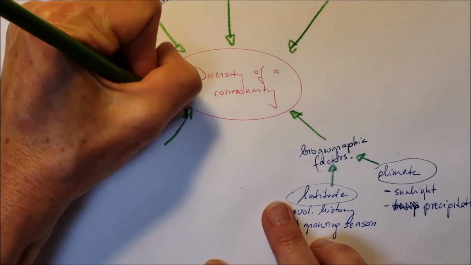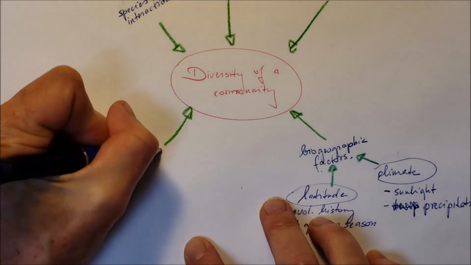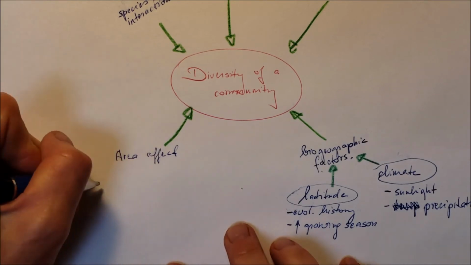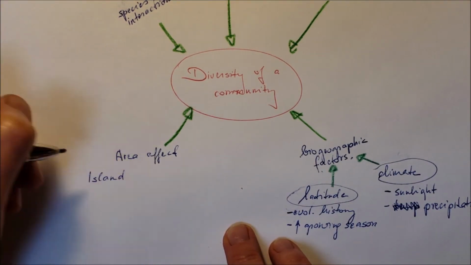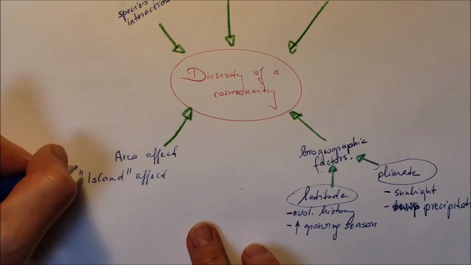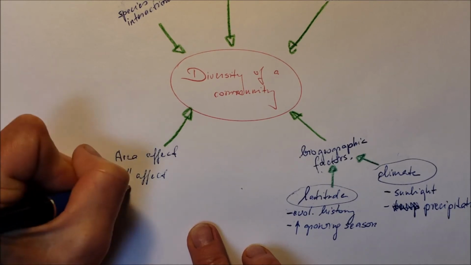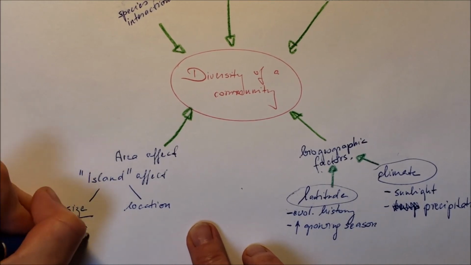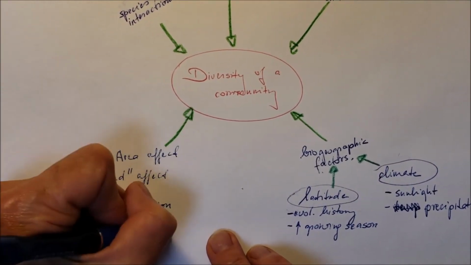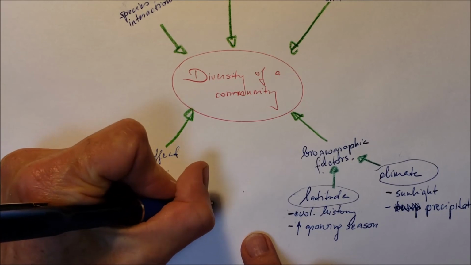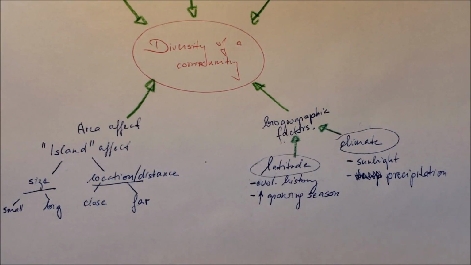And the last factor that affects the diversity of a community is the area effect, the island effect. Here, island is in quotes, because it does not have to be an island literally in the ocean. It can also be land on the land, but separated from the other ecosystem. Depending on the size, we have small and big islands. The small has low biodiversity, the big contains big biodiversity. As for the location, the distance from the mainland, if it's close, the biodiversity is higher. If it's far away, the biodiversity is low.